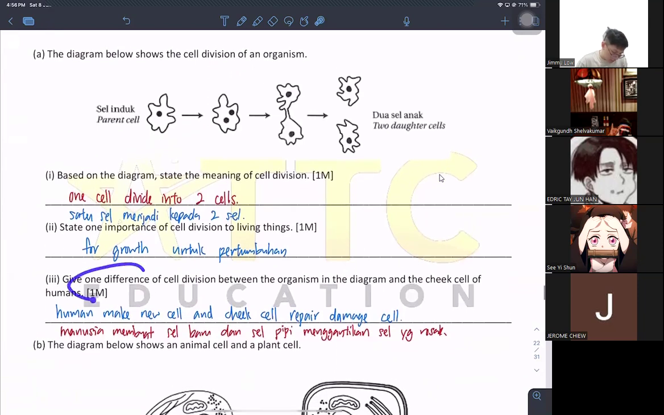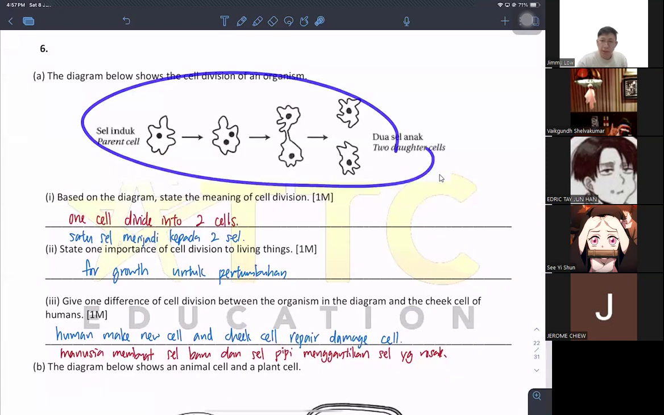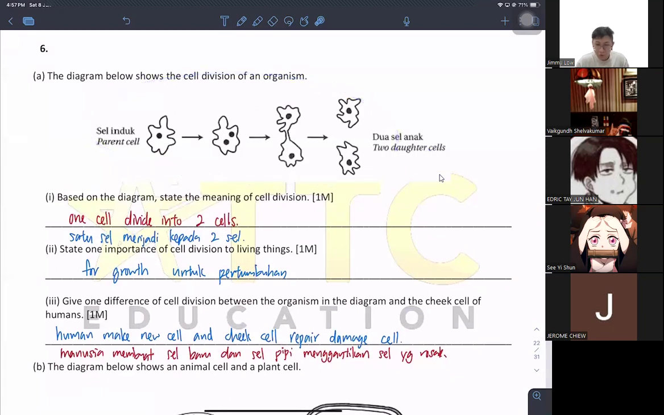So one difference of cell division between the organism in the diagram and the cheek cell of human. What is the difference between them? So our cheek cell, when you damage the cheek cell, you're going to produce a new cheek cell. But for this one, actually, human itself, we don't repair cell. We just make new cell because our body is so big, so we have to make new cell every day. That's why you need energy.